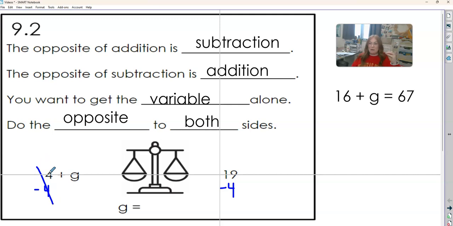But I have to show that I did that. I can't just do it to this side. That leaves my equation unbalanced and tilted. So all I'm left with is g on this side. And over here, 19 minus 4 is 15. g equals 15. If I plug it back into the equation, 4 plus 15, that balances and equals 19 and keeps it the same on both sides. So you have to do the same thing to both sides.